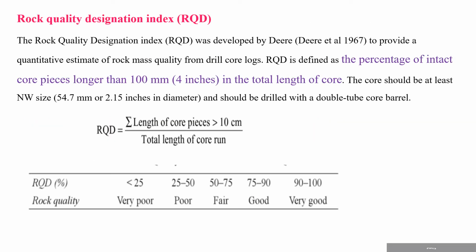Rock quality designation index. It is defined as the percentage of intact core pieces longer than 100 mm in the total length of a core. This is the formula. If the RQD percentage is less than 25%, the rock quality is very poor. If it is 25 to 50%, the rock quality is poor. If the RQD percentage is 50 to 75%, the rock quality is fair. If RQD is 75 to 90%, then the rock quality is good. If RQD is 90 to 100%, the rock quality is very good.